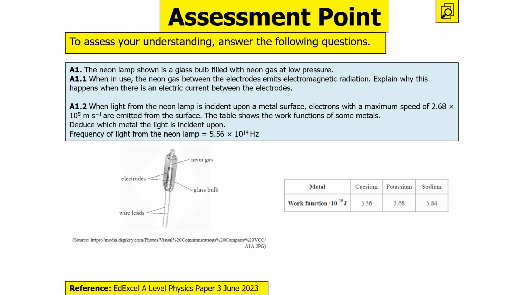And then when light from the neon lamp is incident upon a metal surface, electrons with a maximum speed of 2.68 times 10 to the minus 5 meters per second are emitted from the surface. The table shows the work function of some of the metals. To deduce which metal the light is incident upon, the frequency of light from the neon lamp is 5.56 times 10 to the 14 Hertz. So pause the video now, then unpause the video when you want to go through your answer.